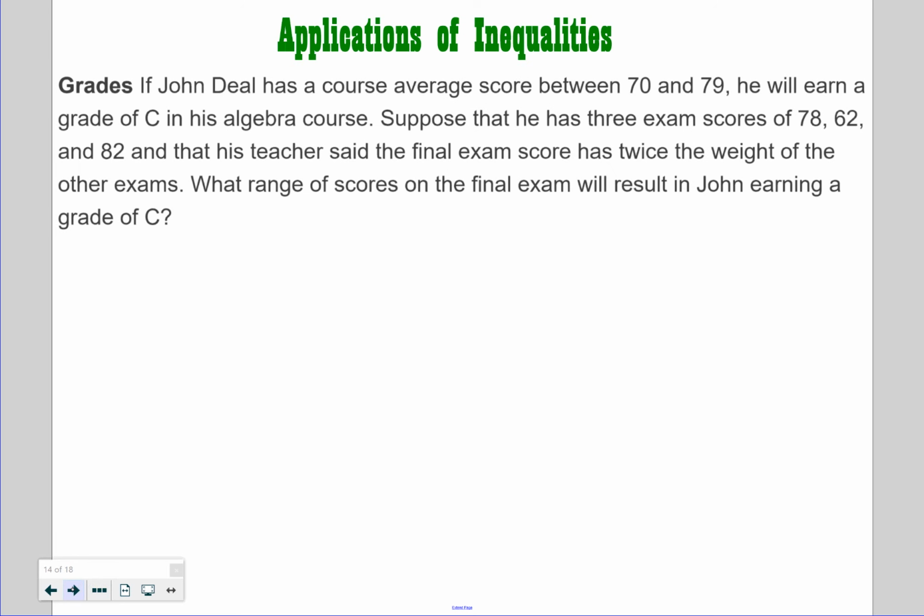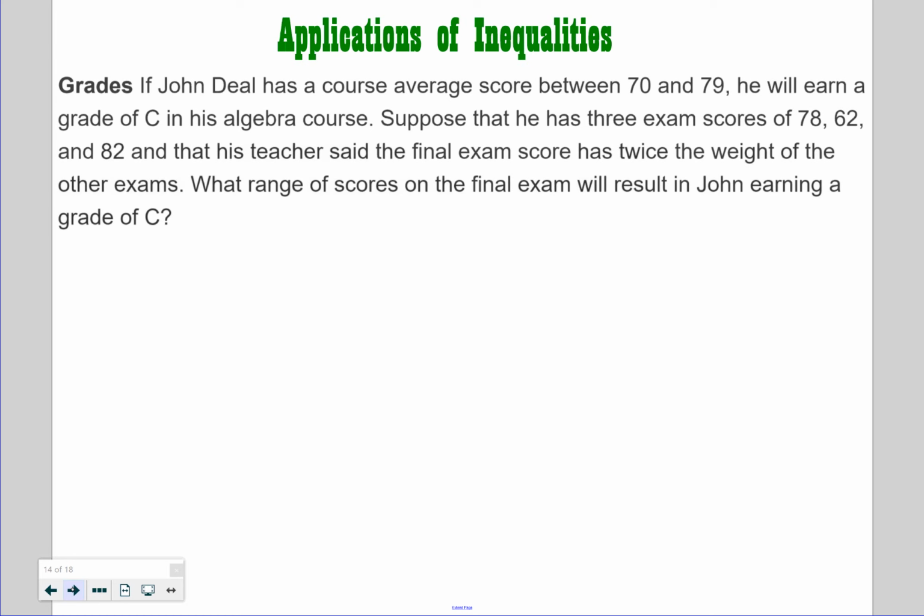Let's look at another one. If John Deal has a course average between 70 and 79, he will earn a grade of C in his algebra course. Suppose that he has 3 exam scores of 78, 62, and 82, and that his teacher said the final exam has twice the weight of the other exams. What range of scores on the final exam will he need to earn a grade of C?